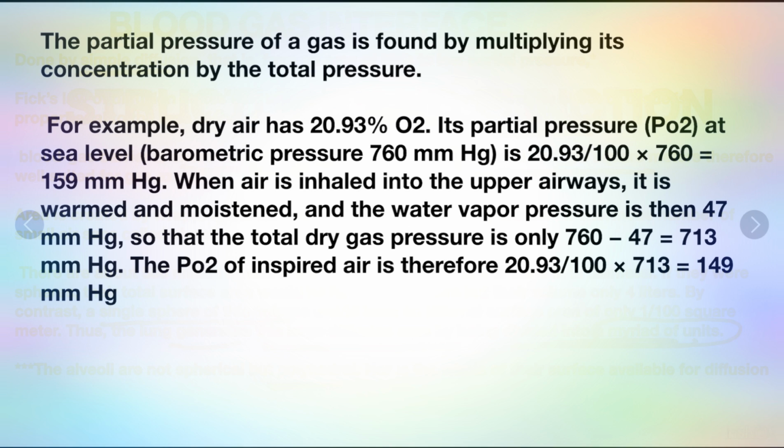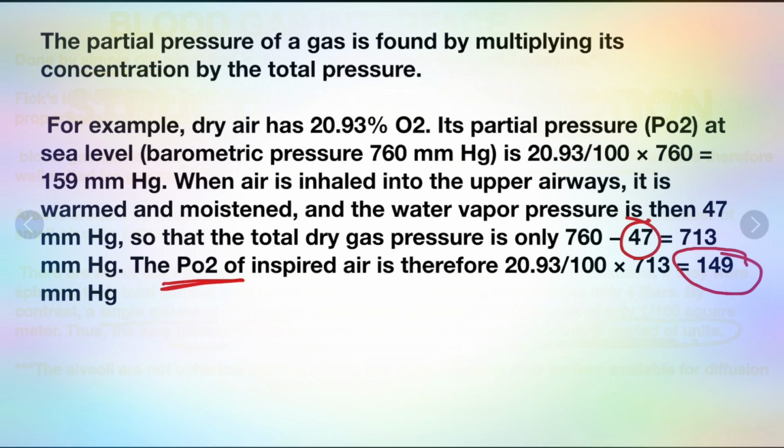When air is inhaled into the upper airway, it is warmed and moistened, and the water vapor pressure is around 47. So the total dry gas pressure is only 760 minus 47. We have to subtract that pressure also, so the actual dry pressure will be around 713. According to 713, the partial pressure of oxygen will be 149.